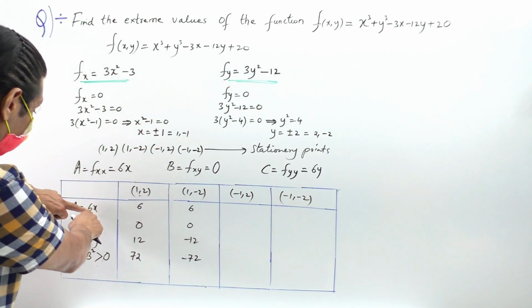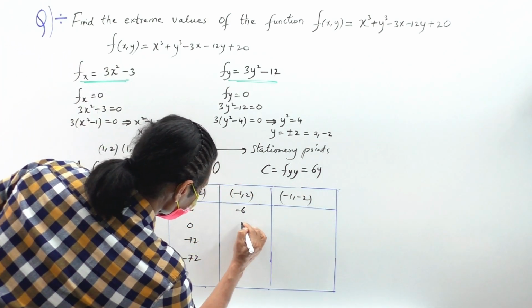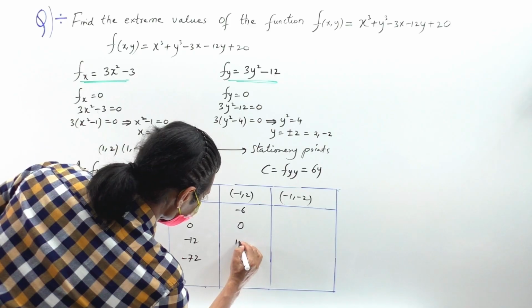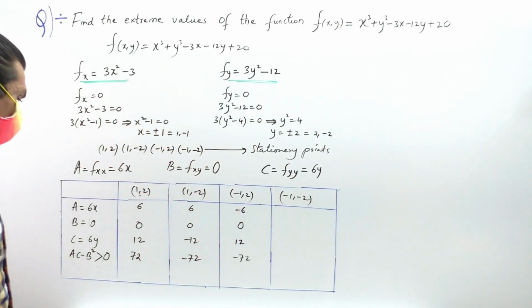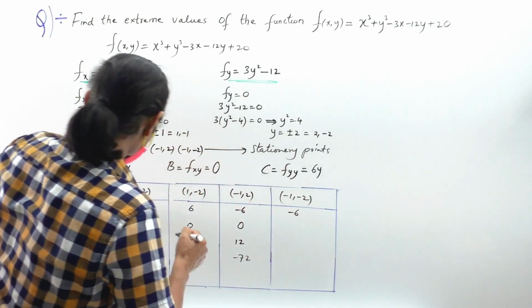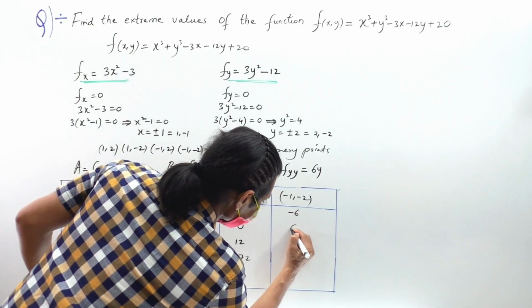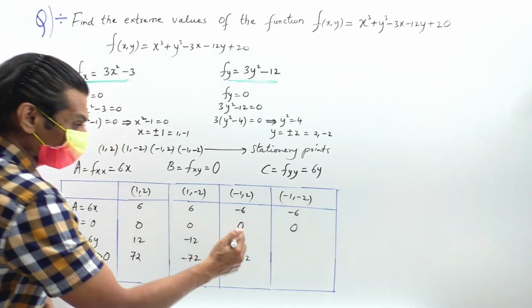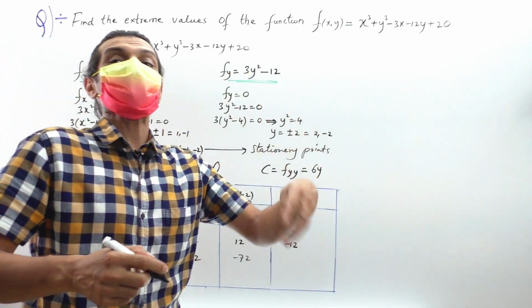Next, again 6 into 1, minus 1, sorry, 6 into minus 1 is minus 6, and this is 0 and 12. So, minus 6 into 12 is minus 72. And finally, 6 into minus 1, 6 times minus 6, this is 0. 6 into minus 2 is minus 12. So, minus 6 into minus 12 is plus 72.